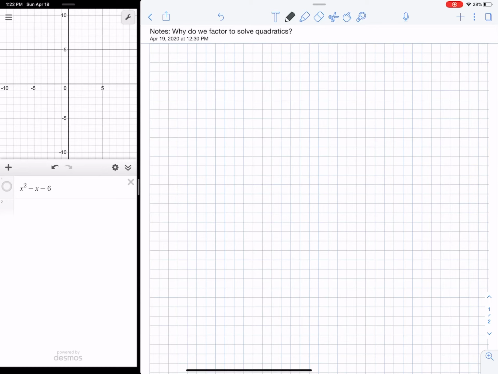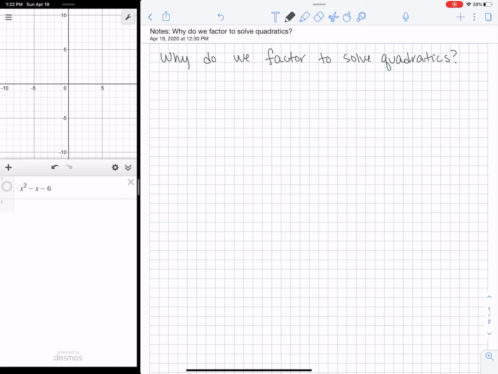So last week I asked the question, why do we factor to solve quadratics? Like, why have we been doing this for weeks and weeks? Why have we been factoring these quadratics?